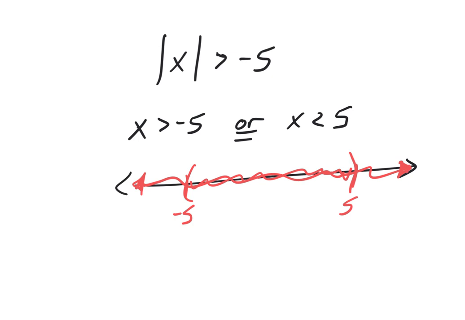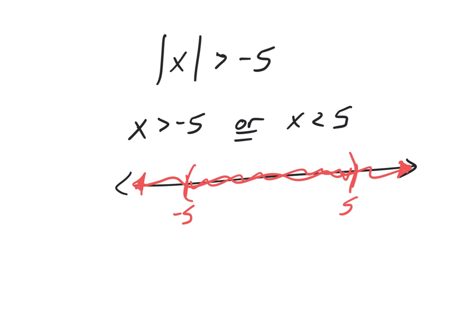What a lot of people would say is it's everything from negative 5 to positive 5, right? But that would be if this was an and statement. This is not an and statement, this is an or statement. So we're wanting to know what numbers are greater than negative 5 or less than positive 5. If I picked out a number like 6, is 6 going to satisfy this inequality?